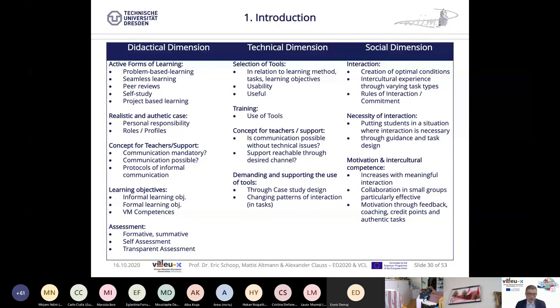Yeah, that's really important. Then a concept for teachers and support. So is communication possible without technical issues? Is the support, so maybe you as a teacher or the e-tutors, reachable through the desired channel of the student? Because the student has to send his message to you in an email, in a chat, could be a phone call, could be a video call, could also be an old-fashioned mail, just without the E in front. So that's really important: to offer students several channels to communicate with you, to ask questions.